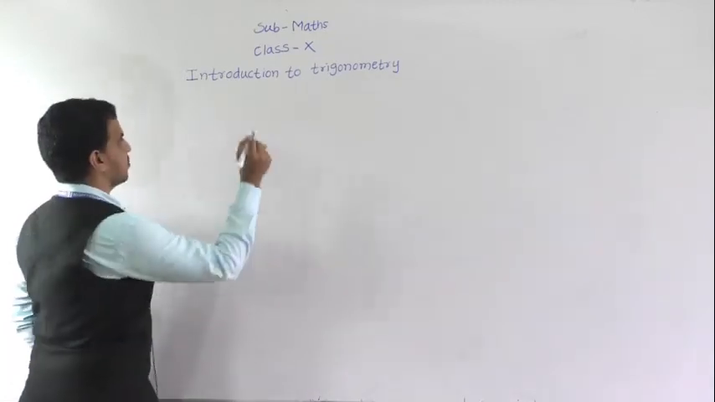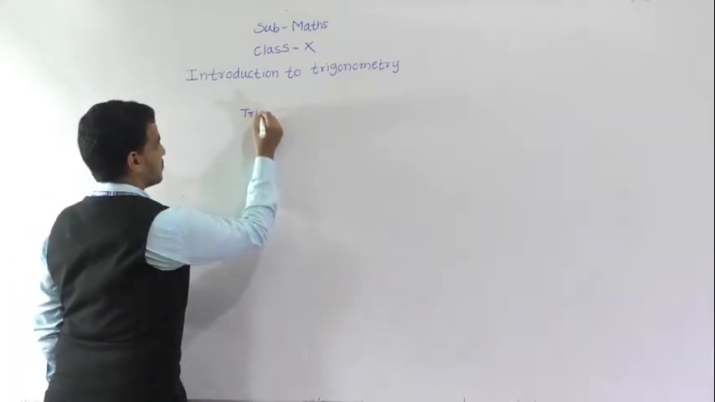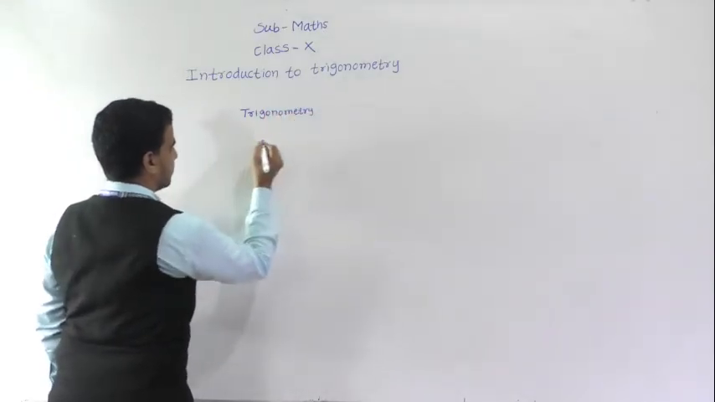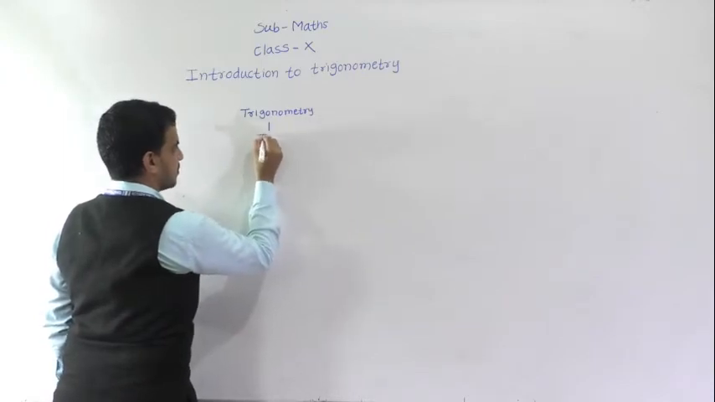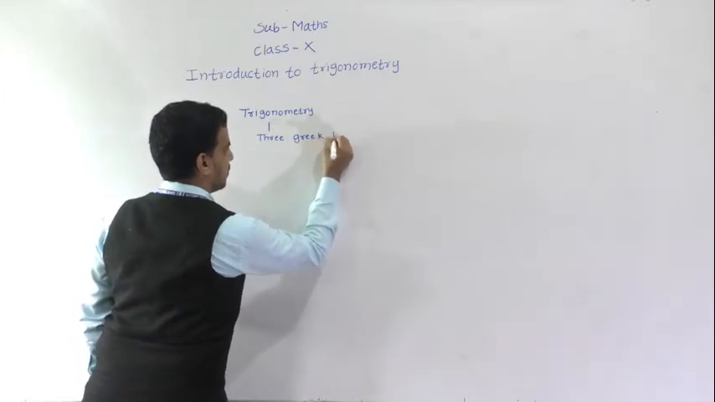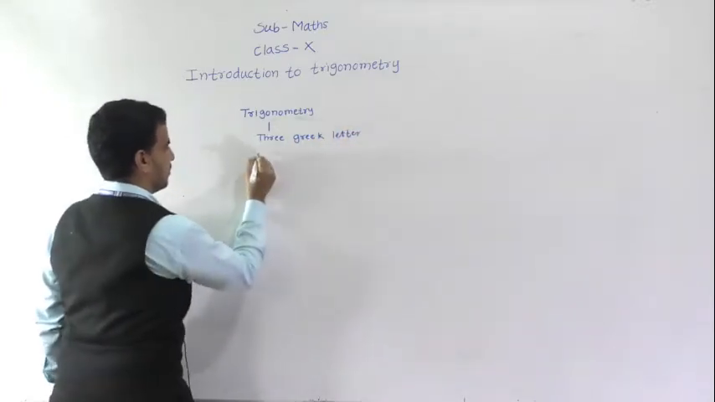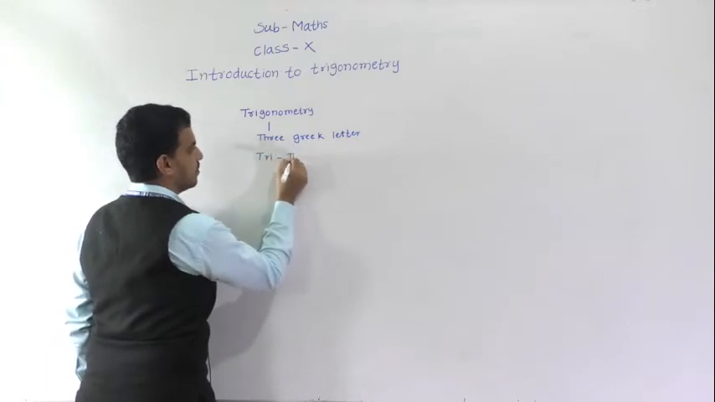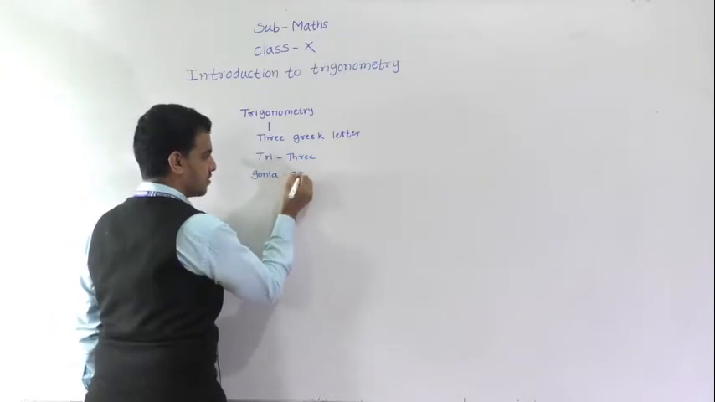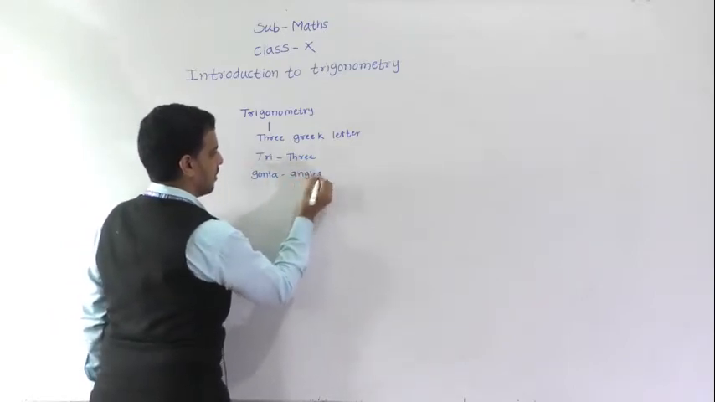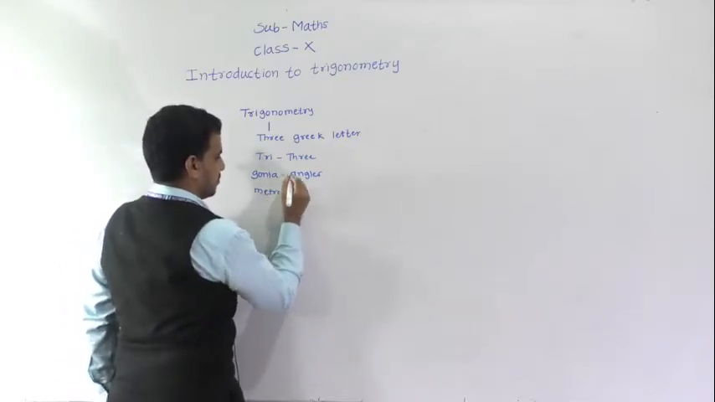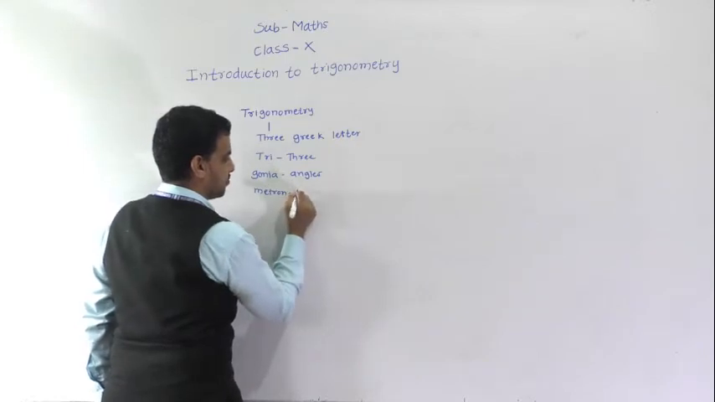Okay, so the word trigonometry comes from three Greek words: tri means three, gonia means angles, and the last one is metron. So this is trigonometron. Metron means measurement.